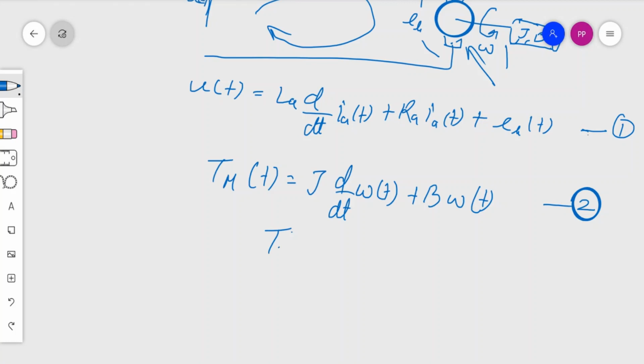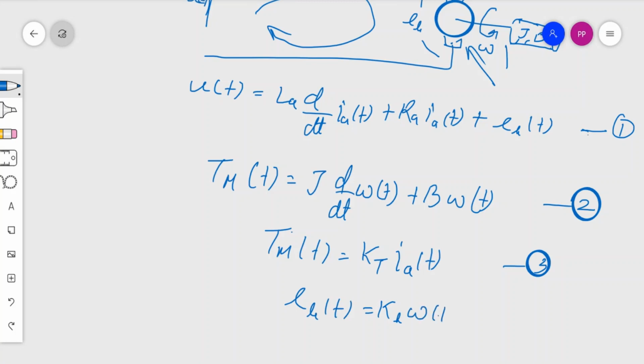So we know that this motor generated torque is proportional to armature current, so we can represent it through some torque constant Kt multiplied by Ia. This is equation 3. Then the back EMF is always a function of the rotary speed. So back EMF as a function of time equals Kb into rotary speed. So this is equation 4.